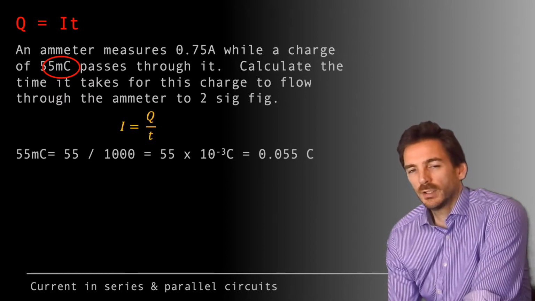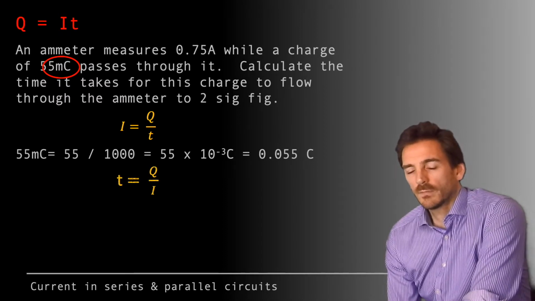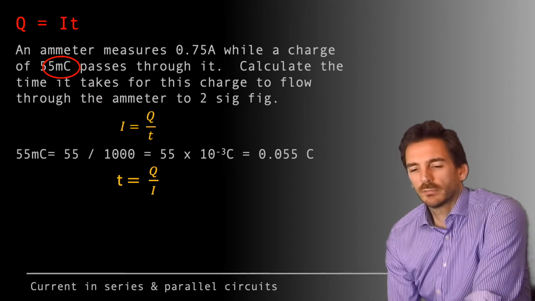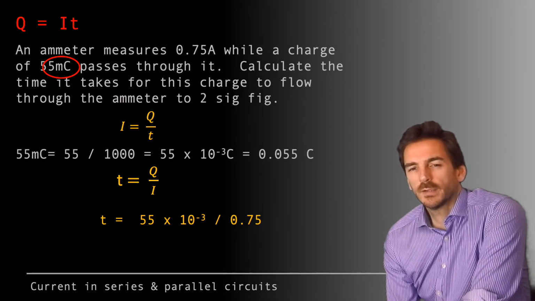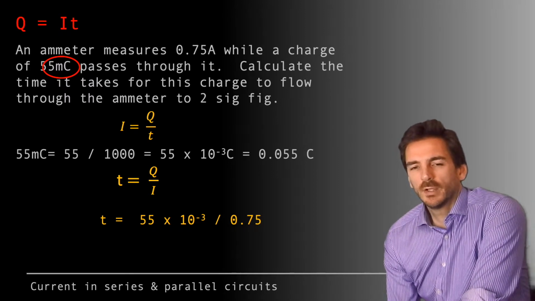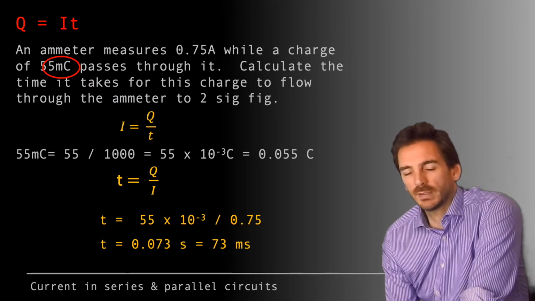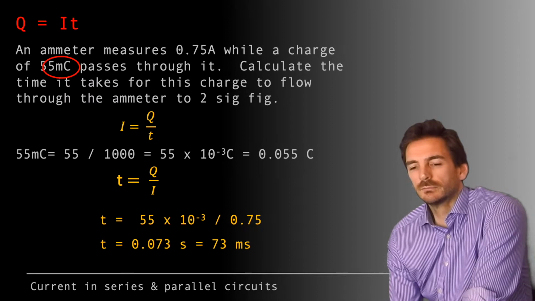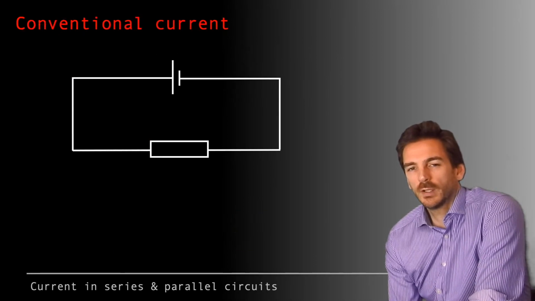That's the equation that we're going to use. We need to rearrange it for time, so T equals Q over I. And now we can substitute in our answer, and what we get there is 0.073 seconds, or 73 milliseconds. So those are a couple of examples of using that equation.